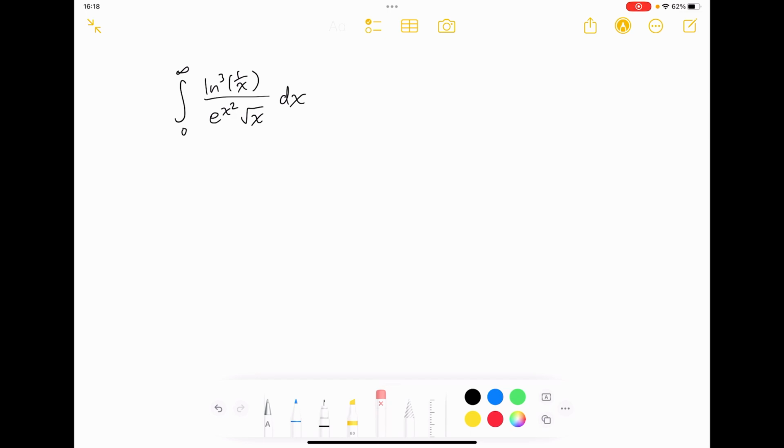Hi people, please stay hydrated, drink some water. I don't know why I'm saying this, but anyways, here's today's integral.